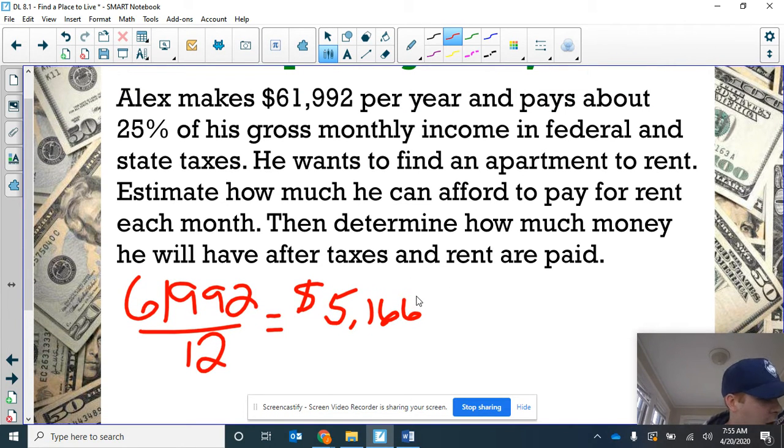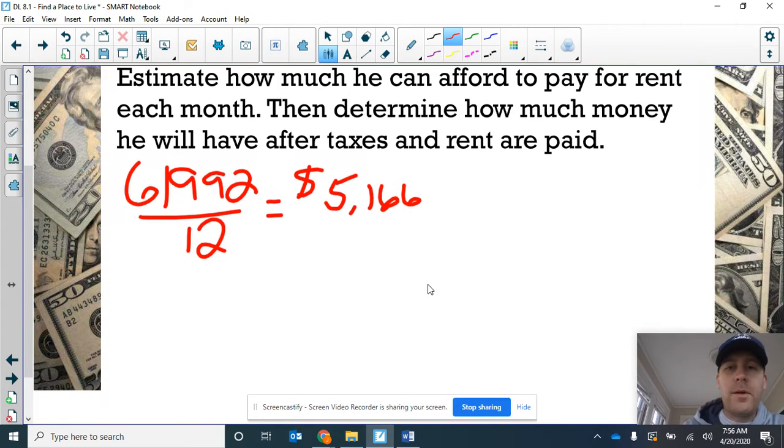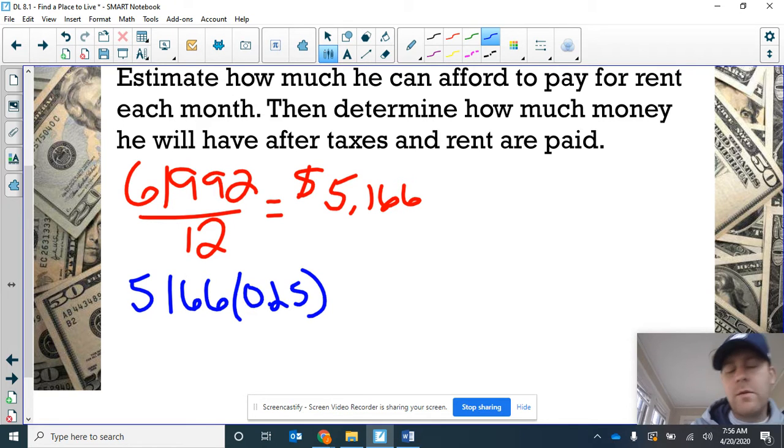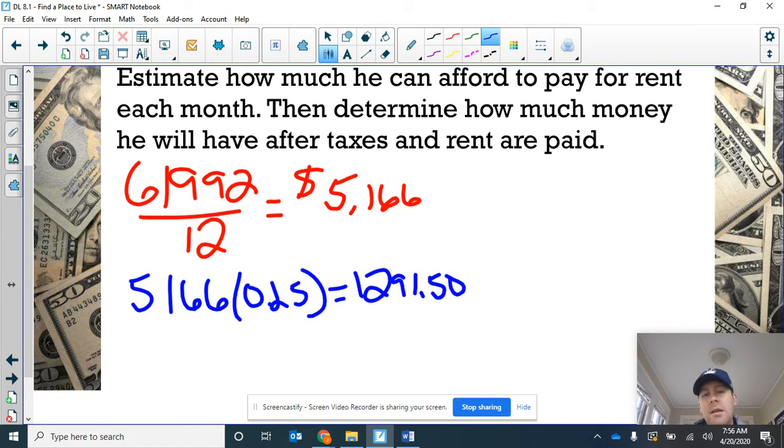So first of all, we know that 25% of that is going to go to his taxes. So we want to figure out what is 25% of $5,166. Well, let's take that number and multiply it by 0.25. Again, we're always going to convert that percentage into a decimal. So we get his taxes. He is spending $1,291.50 goes towards taxes each month.